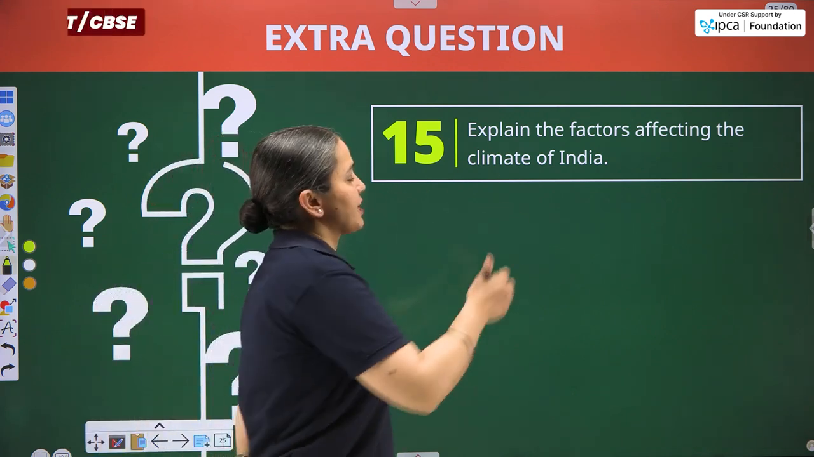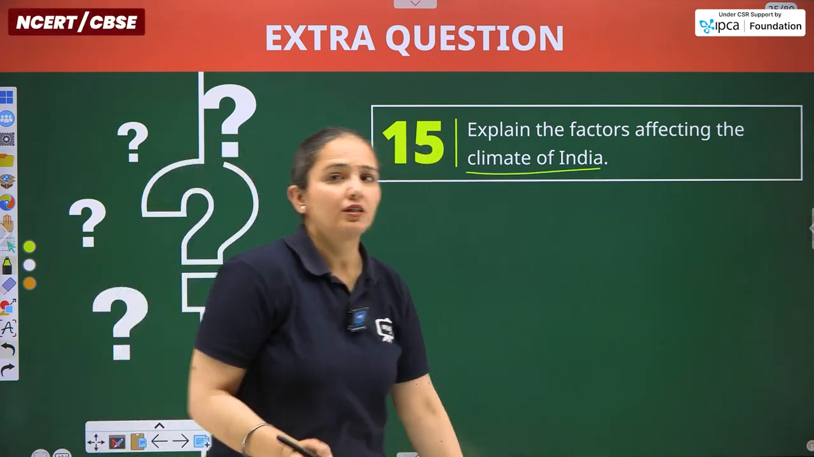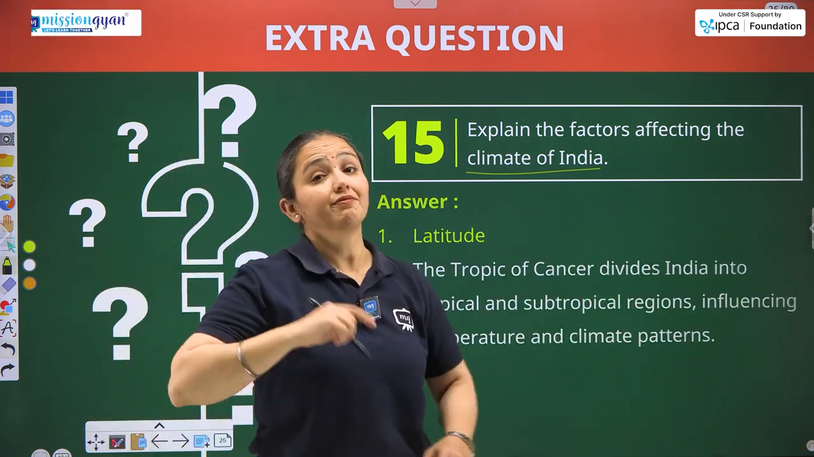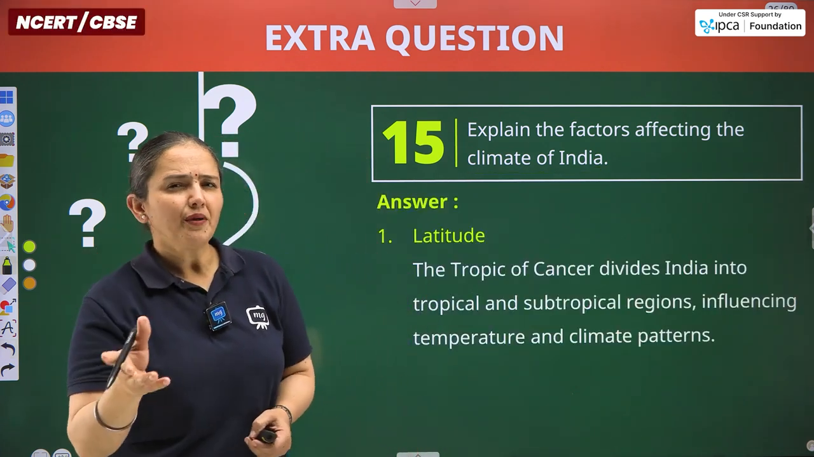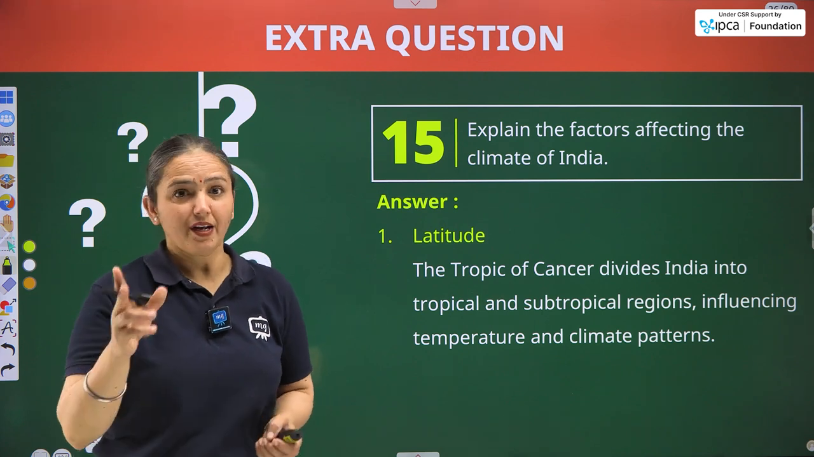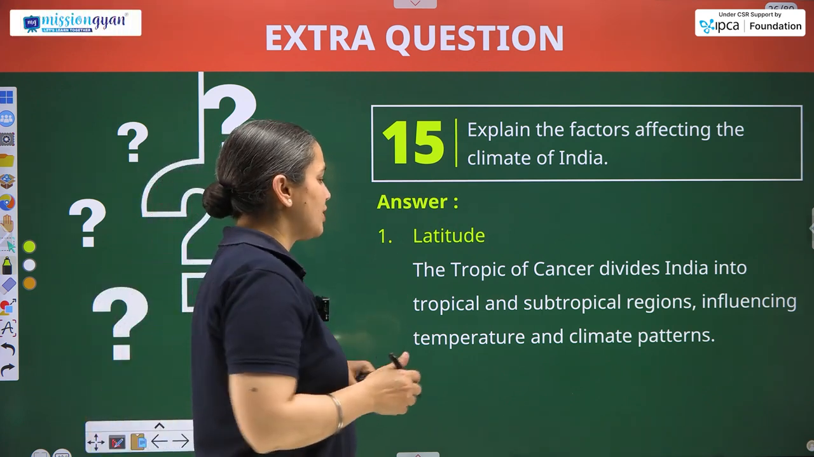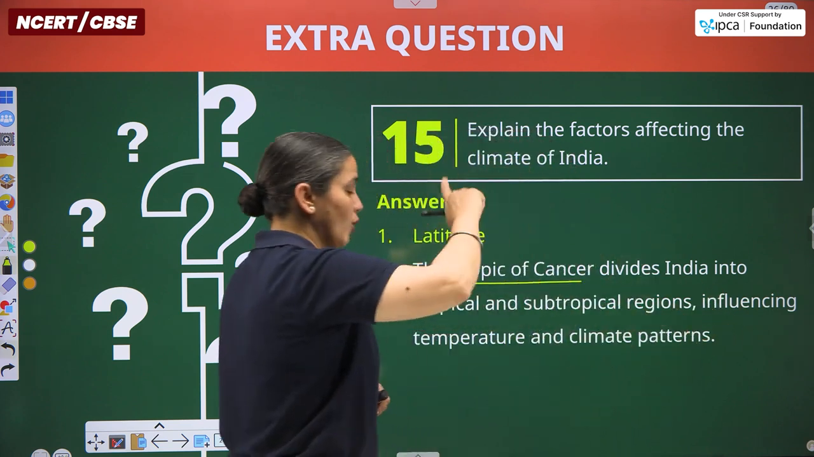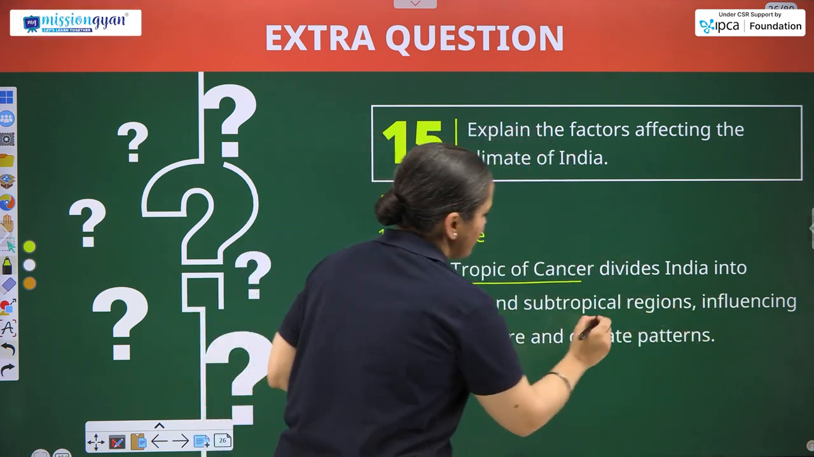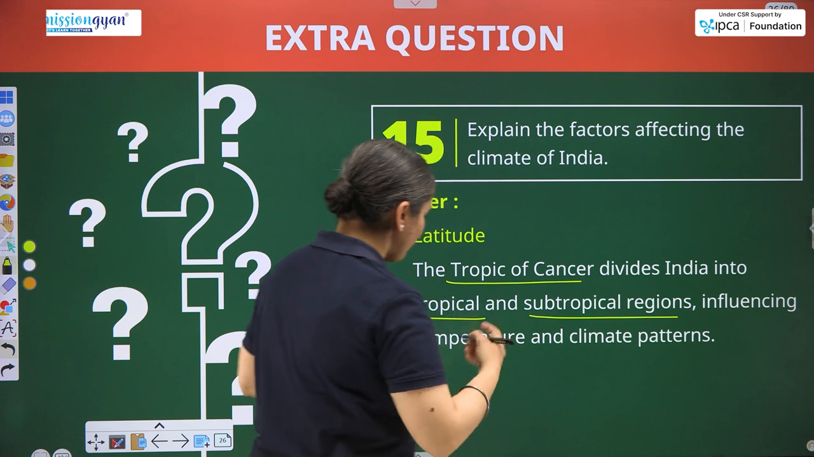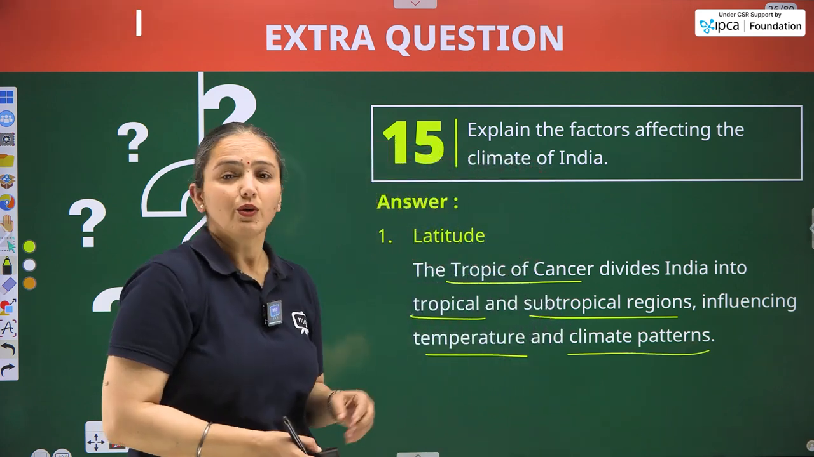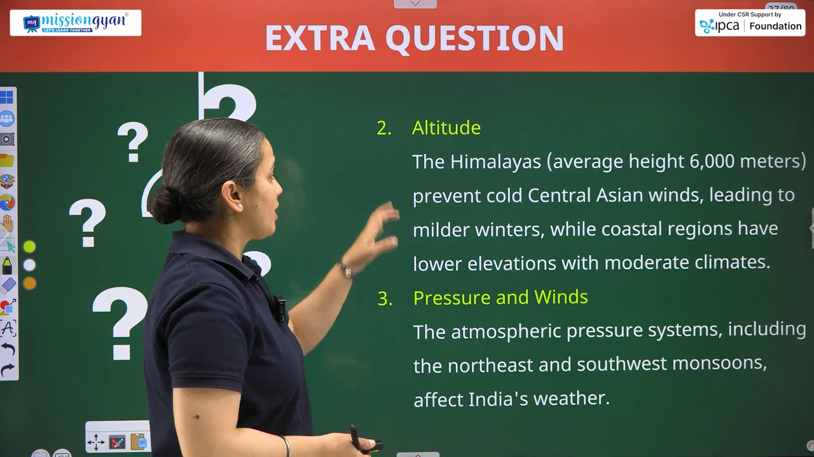Explain the factors affecting the climate of India. So we are not talking about the controlling factors. We are talking about factors affecting the climate. So common three: latitude, altitude, pressure and winds. Here is the first one, latitude. The Tropic of Cancer divides India into northern and southern parts, that is, tropical and subtropical regions, influencing temperature and climate patterns. We are talking about rainfall also.